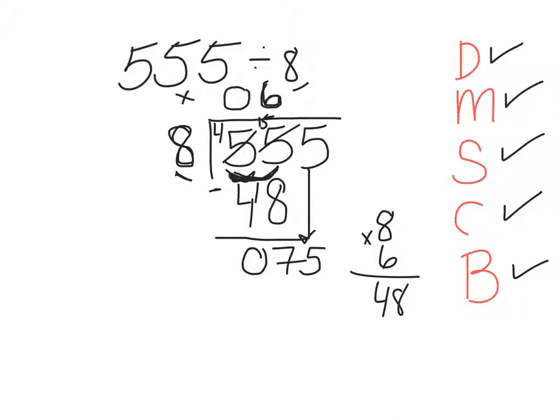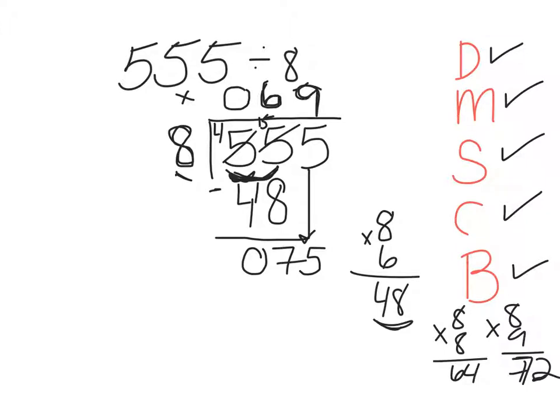So we know before that 8 times 6 is 48. Let's try 8 times 8, which is 64. It's close to 75. Let's see what happens when we do 8 times 9 is 72. Oh, that's even closer yet. I like that one. So let's do 9 for dividing. So we're going to put a 9 up here.